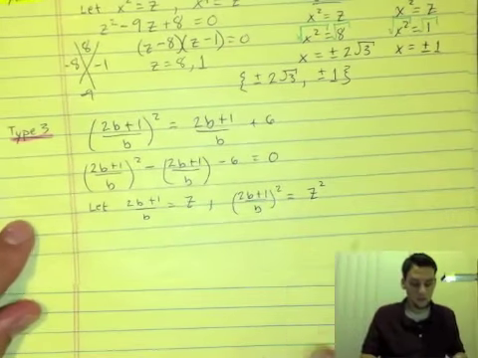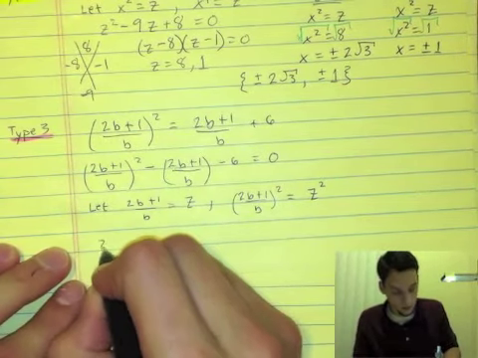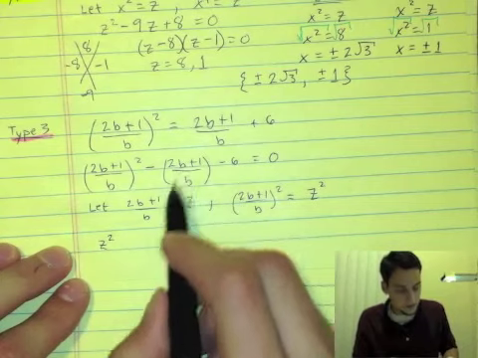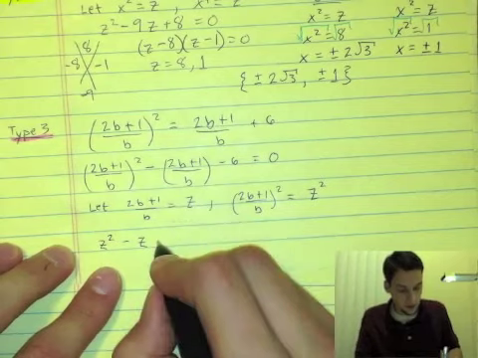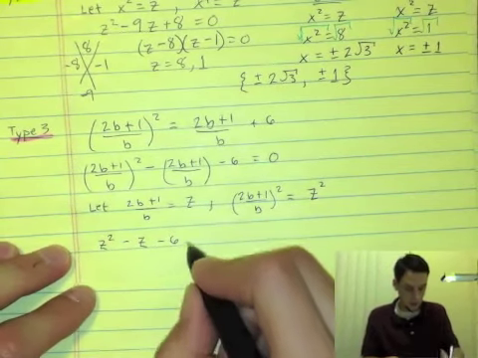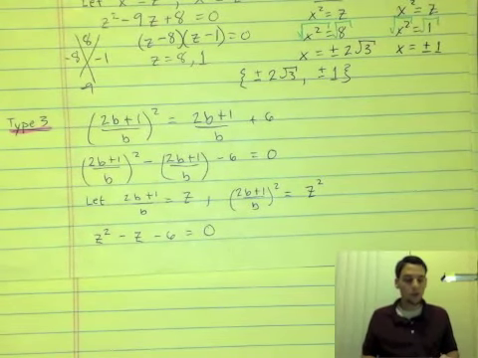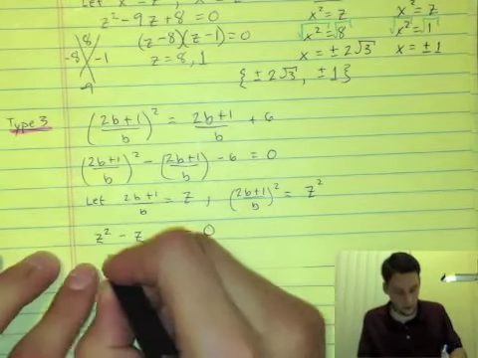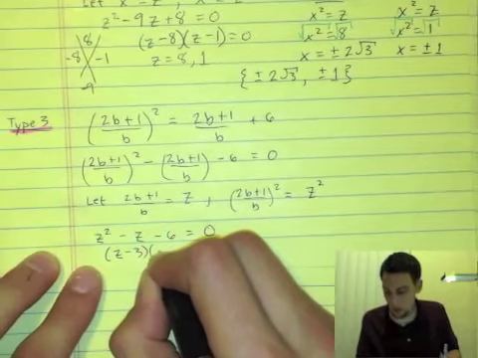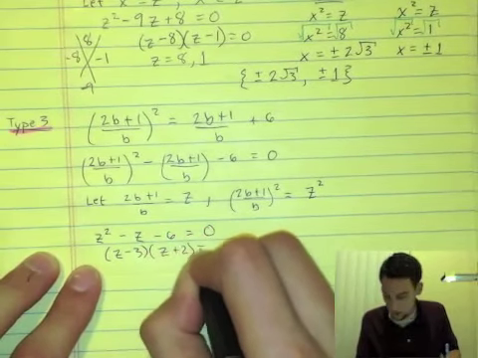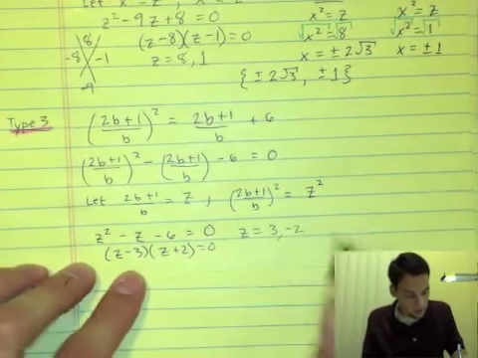Then I make the substitution. So instead of this squared, we can write z squared. Instead of this, we can just write z. So minus z, and then minus 6 equals 0. Again, we can factor this. I'm not going to show you the diamond problem. I'm just going to go ahead and factor it. It'll end up being z minus 3 times z plus 2 equals 0. So our z's are 3 and negative 2.